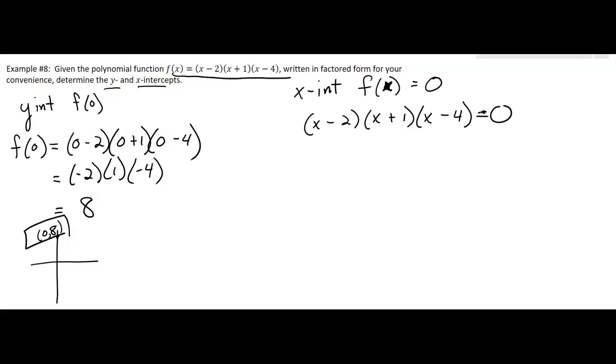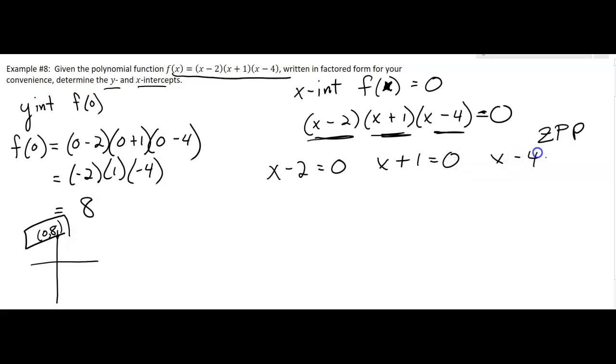Because if we leave it factored, we can use what's called the zero product principle, the old ZPP. So when you have things multiplied together and you know it equals 0, one of those factors, either this factor or this factor or this factor, one of them has to equal 0. So we're going to say x minus 2 equals 0, x plus 1 equals 0, and x minus 4 equals 0. And that's going to give us 3 x-intercepts, 3 different x-intercepts here. We're going to have x equals 2 for this one, x equals negative 1, and x equals 4.